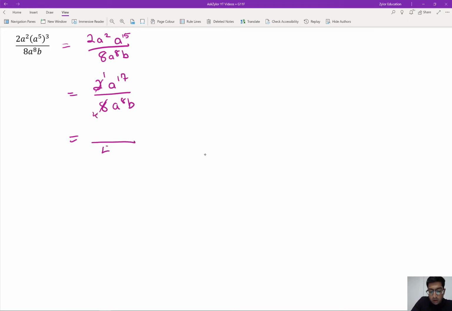So we know we have a 4 in the denominator and a 1 in the numerator, which I'm not going to write. Then we have a to the power of 17 divided by a to the power of 8. So even though it looks like it's a fraction, we could always think of a fraction as division. And remember, the rule is to subtract, so 17 minus 8. And that would give us a to the power of 9. So I'm going to leave that there. And then for the b, I can't do anything, so I'm just going to leave that in the denominator. So that's the first example done. Let's move on to the next one.